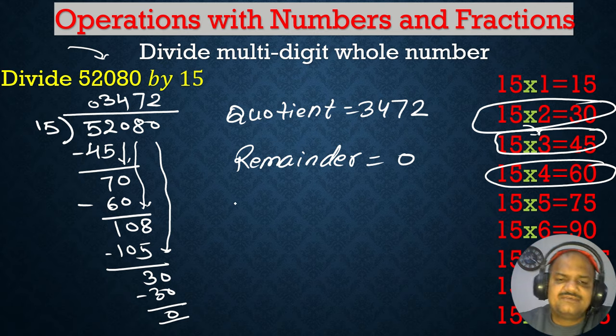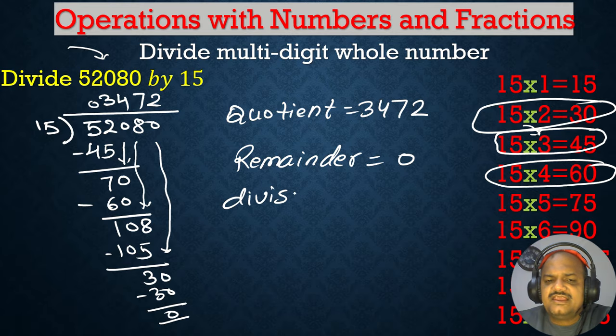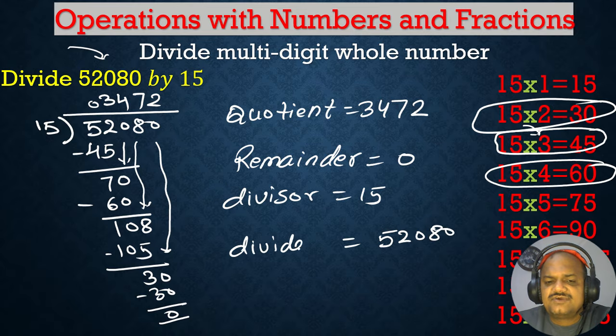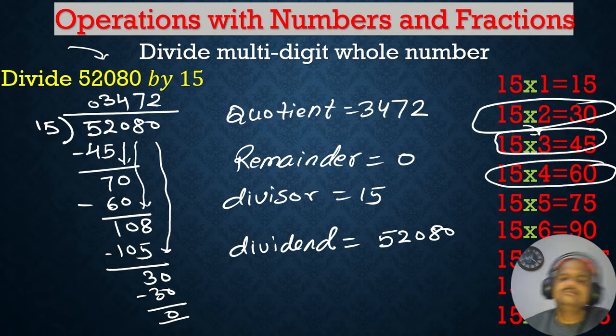Other two extras I am telling you. Divisor is 15. And the question number, this is 52,080. This is called dividend. What we say? Dividend. Okay.